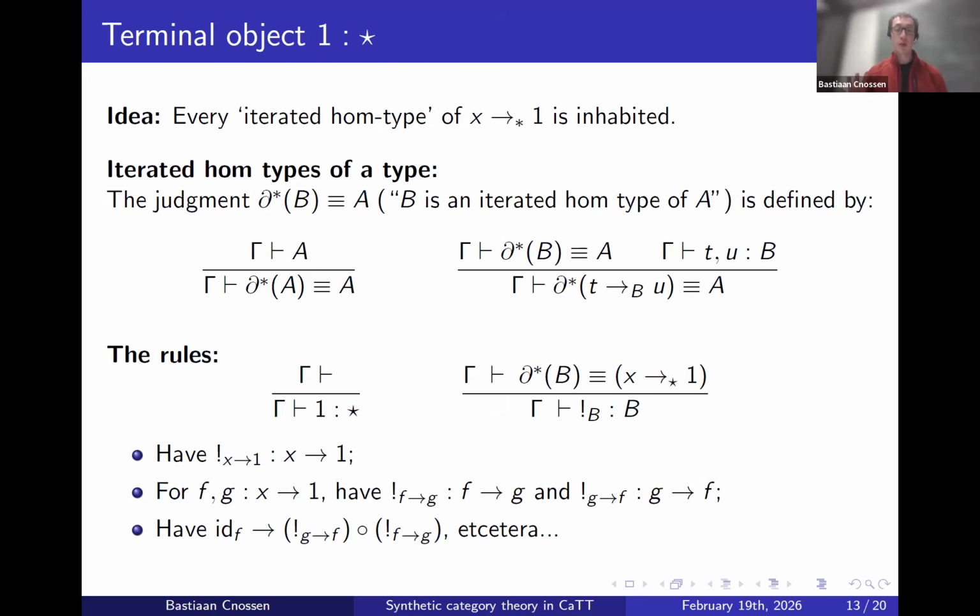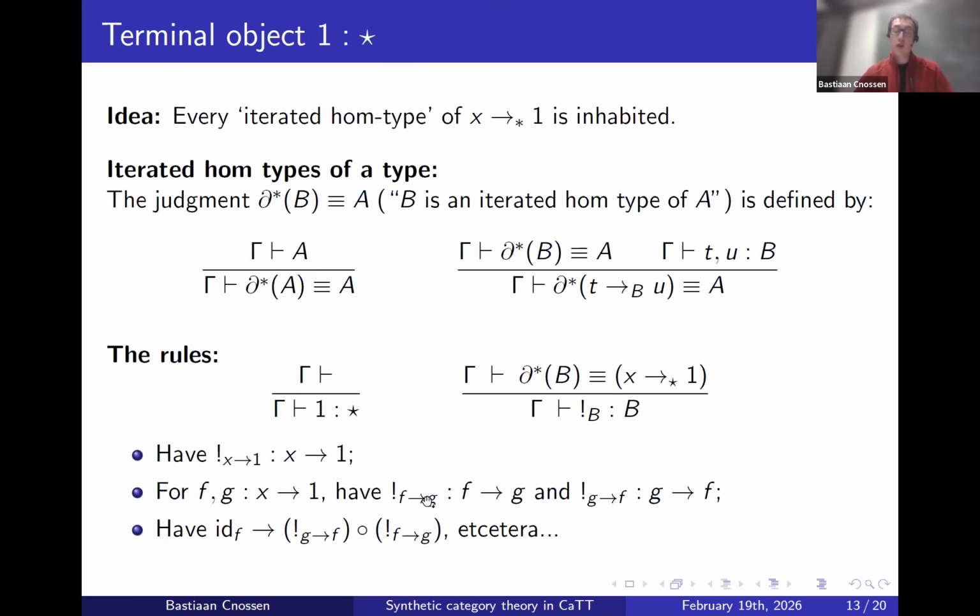So for example, for any object X, I can apply this to the type B, which is itself the morphism type from X into 1, which gives me a map from X to 1. If I have two maps, F and G, that go from X to 1, then I can apply this rule to the type of morphisms from F to G, which is an iterated Hom type of this. So I get a 2-cell from F to G, but I can swap the roles of F and G to get a 2-cell from G to F as well. And then I get all the higher coherences that you would ever imagine you would want to have, also.